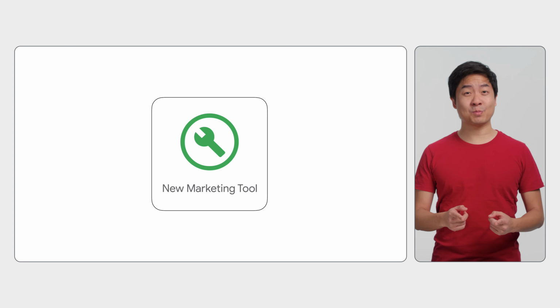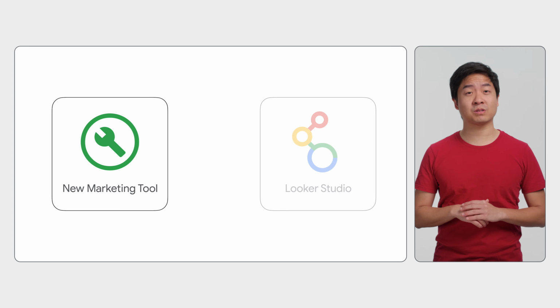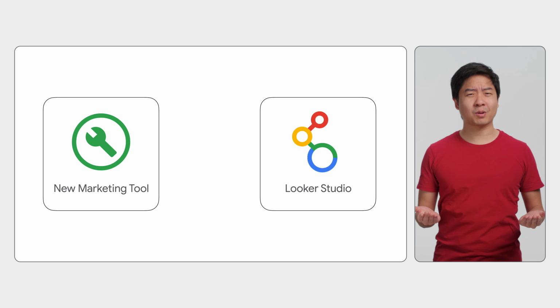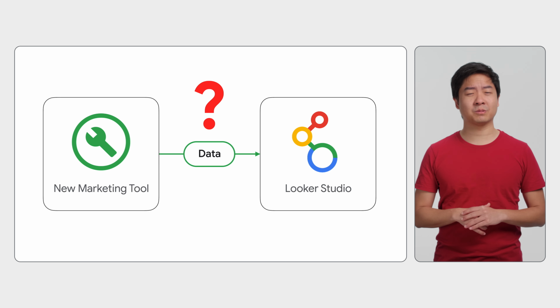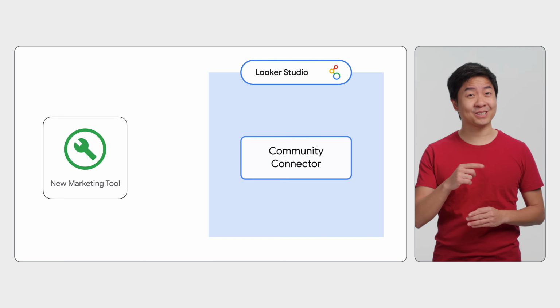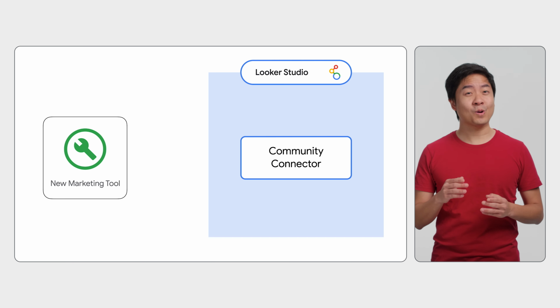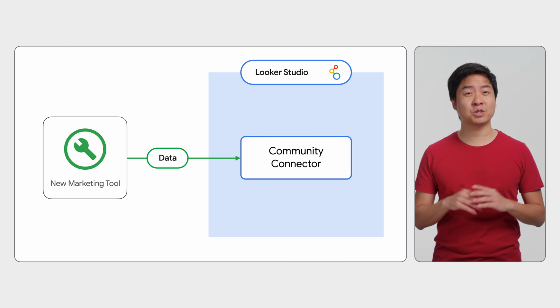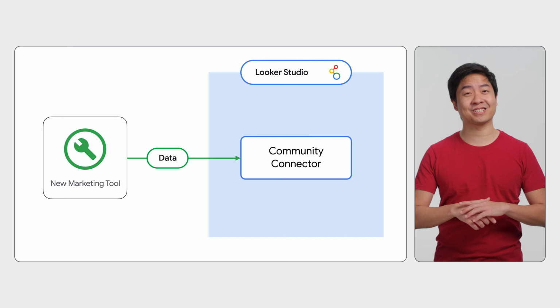Imagine you have a new marketing tool and your stakeholders want to use Looker Studio to analyze the marketing tool's data. How do you get the marketing tool's data into Looker Studio? You can create a Looker Studio community connector or use an existing one to connect and transform the new marketing data into a format Looker Studio can understand.